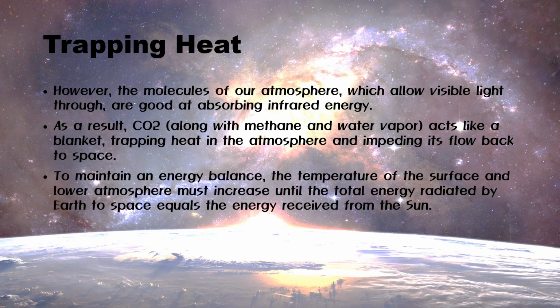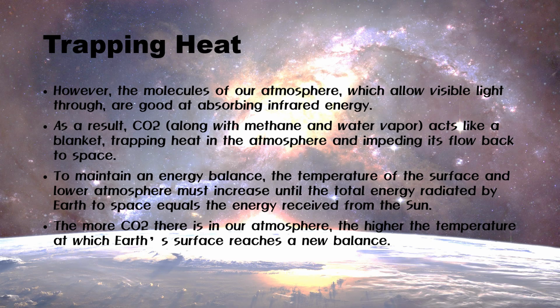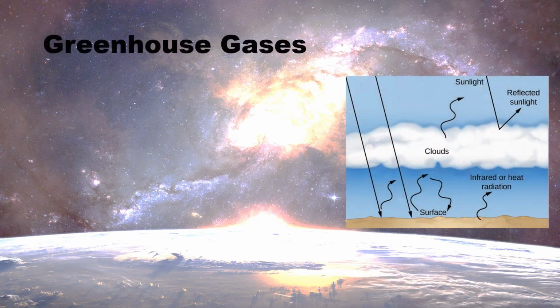To maintain an energy balance, the temperature of the surface and the lower atmosphere must increase until the total energy radiated by Earth to space equals the energy received from the sun. The more CO2 there is in our atmosphere, the higher the temperature Earth's surface reaches at a new balance. And that gives us a good conversation thinking about greenhouse gases themselves.